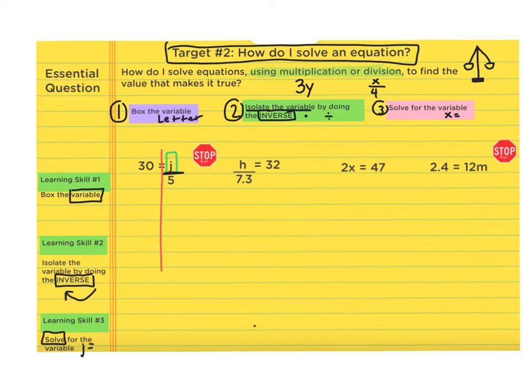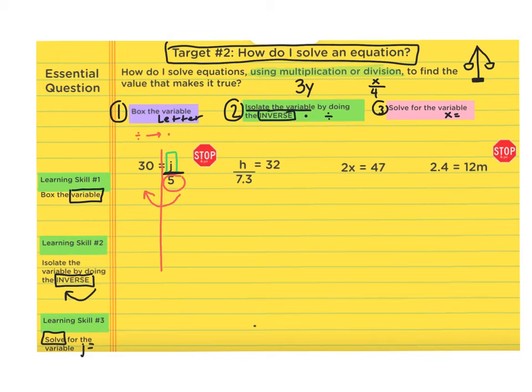So we have to move this so that we can isolate the variable. So we want to bring that 5 over here, which is fine and dandy. But first we have to figure out, well, we have to do the opposite. We have to do the inverse. So what are we doing the opposite of? Well, right away when I looked at this problem, I saw fraction bar. I know it means division. So I know I have to do the opposite, which is multiplication.